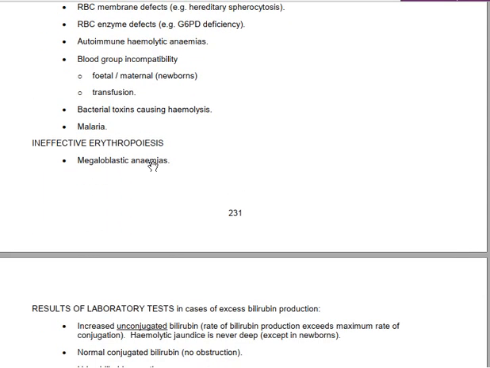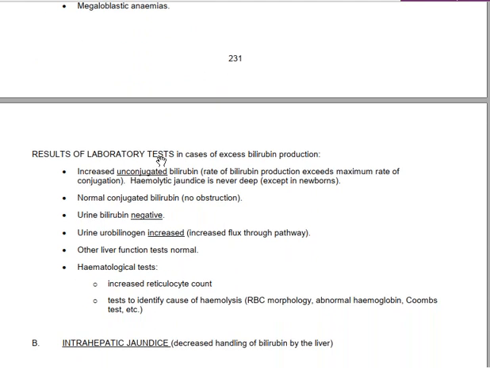Now, the next is that you have ineffective erythropoiesis. In ineffective erythropoiesis, you are going to have megaloblastic anemia. Now, the result of laboratory testing in case of excess bilirubin, you can have an increase. I'm not going to speak about that because I've just said it.